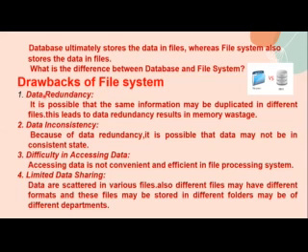Let's go for some drawbacks of the file system. One is data redundancy, one is data inconsistency, one is difficulty in accessing data, one is limited data sharing. So data redundancy means the same information may be duplicated in different files. Redundancy is the concept of repetition of data. For example, a person's phone number and address may be repeated two times.